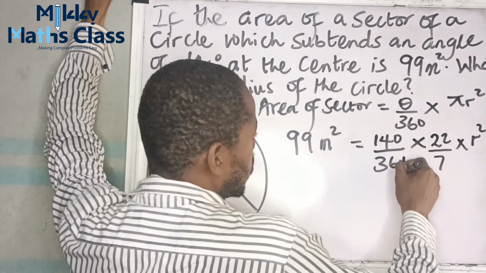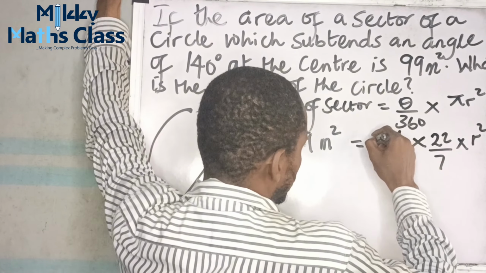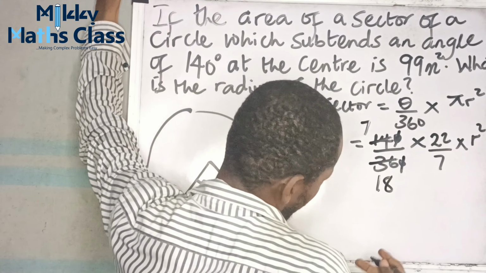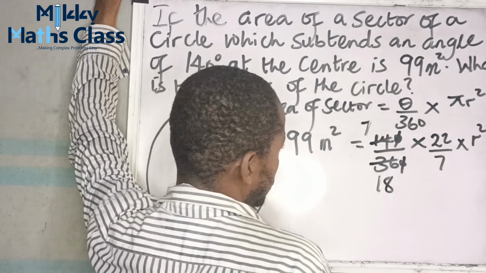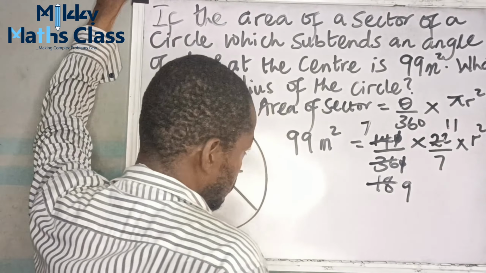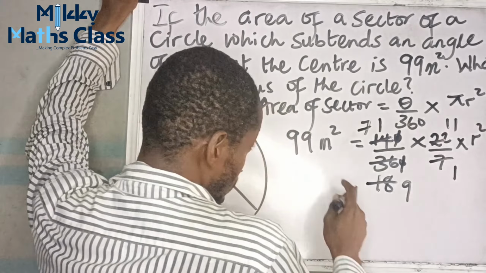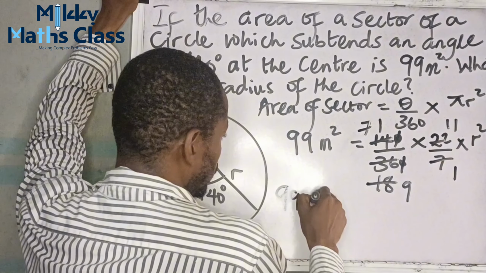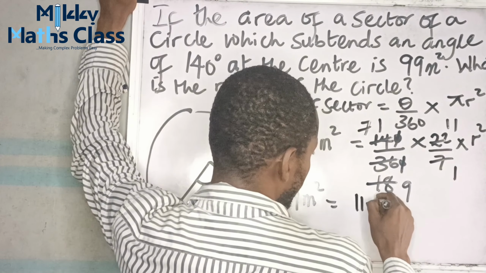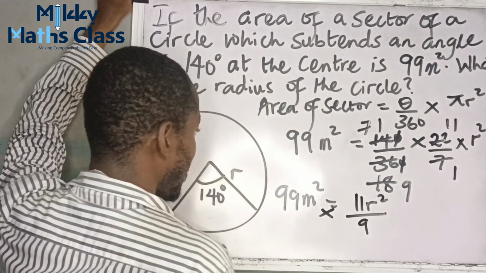So this will go off, 0 cancel 0. We can use 2 in 14 is 7, 2 here will be 18. We can also use 2 to divide, 2 here 9, 2 here 11. Now you have 7 here, you have 7 here, so 7 here 1, 7 here 1. So we are left with 99 meters squared is equal to 11 r squared over 9. So let's cross multiply.